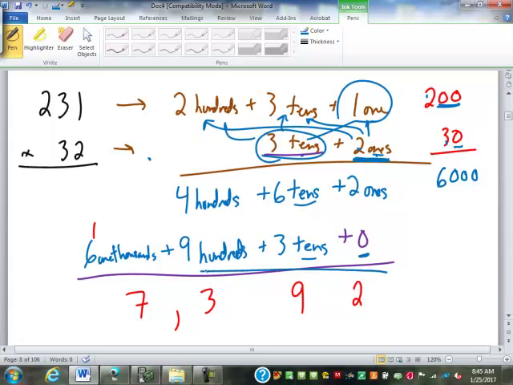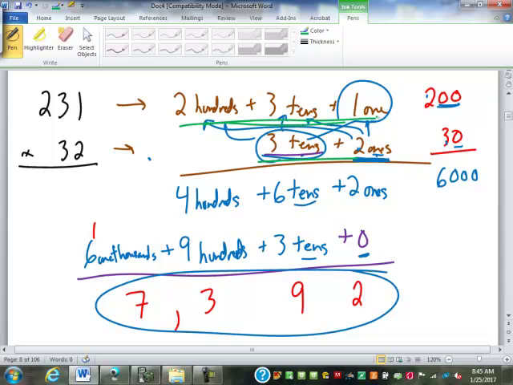Now you'll notice this is quite a bit bigger than 6,000. But that's to be expected because both of these numbers here were rounded down. 231 went down to 200. 32 went down to 30. So I expect my real answer to be bigger than my estimate since I rounded both numbers down.